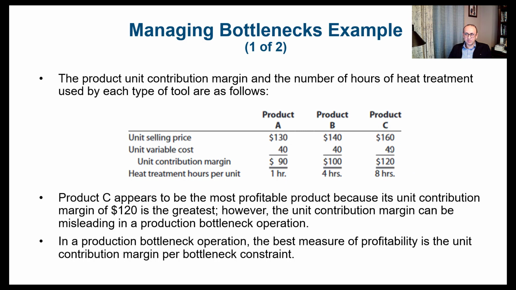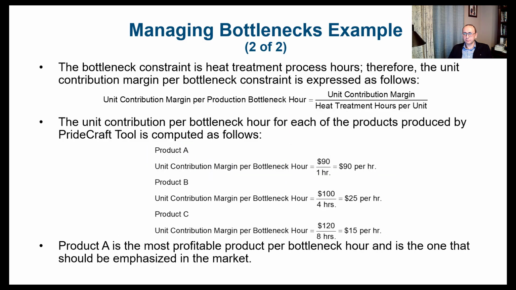So, as I've just mentioned, product C appears to be the most profitable product because its unit contribution margin of $120 is the highest or is the greatest. However, the unit contribution margin can be misleading in a production bottleneck operation. Why? Because we have to keep in mind this kind of bottleneck that these three products are facing. So in a production bottleneck operation, the best measure of profitability is the unit contribution margin per bottleneck constraint. And we'll see how we calculate that.